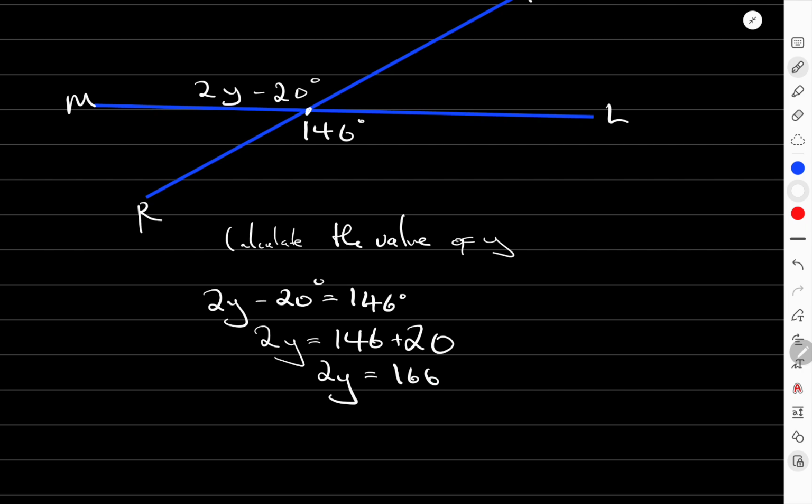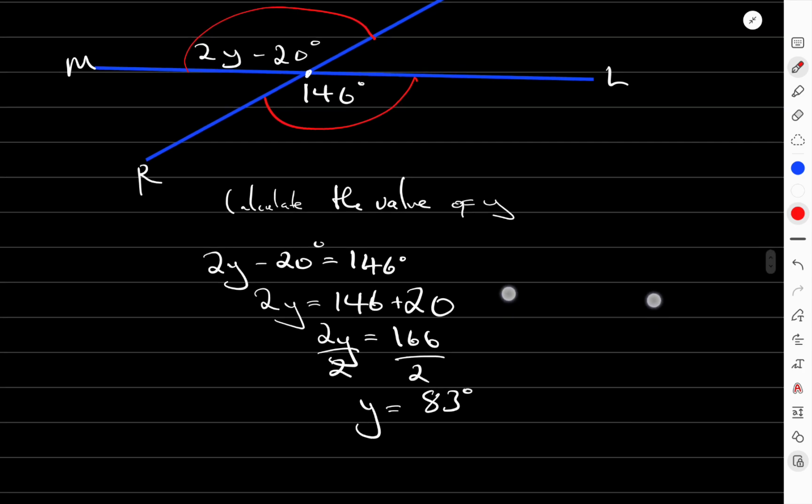Now, with 166 degrees, I see that 2 and y are multiplying. Therefore, I have to divide, because the inverse operation of multiplication is division. I'm going to divide by 2 both sides. Therefore, y equals 166 divided by 2. y equals 83 degrees. Now, knowing vertically opposite angles, I realize that the angle found here and the angle found there are vertically opposite each other. Therefore, they are equal in magnitude. They are the same.